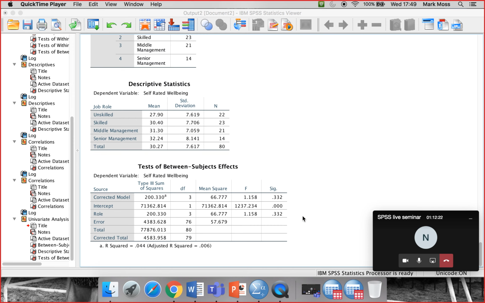So we've done our research. We wanted to see if workers' well-being was different depending on the type of role that they hold, and we find that they're not even close to being significant. So we go home and kick the cat or something like that.